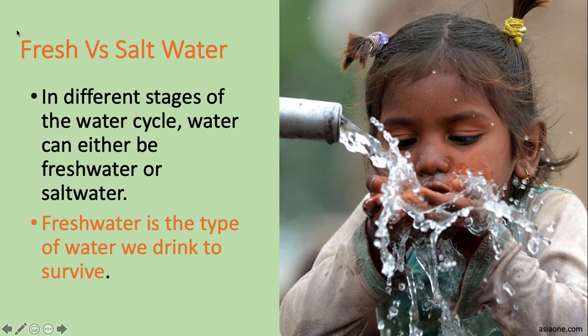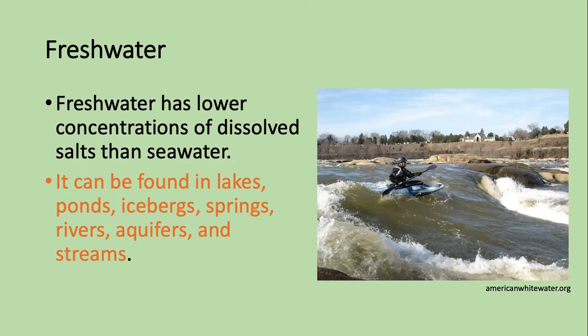Another thing we're going to talk about in this set of notes is freshwater versus saltwater. In different stages of the water cycle, water can either be fresh or salt water. Fresh water is the type of water we drink to survive. You can't drink salt water. Freshwater has lower concentrations of dissolved salts than seawater. So what makes saltwater salty is dissolved solids, dissolved ions.